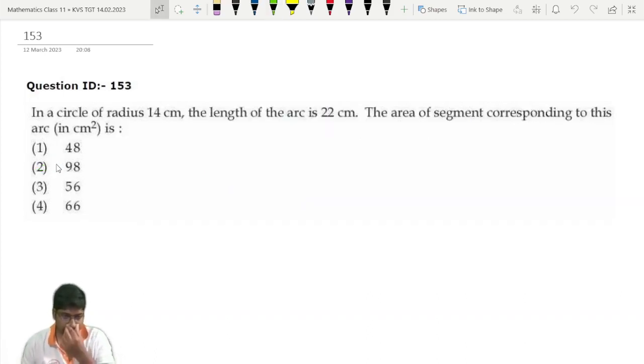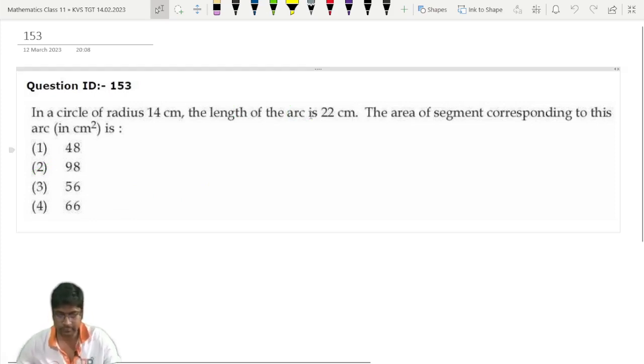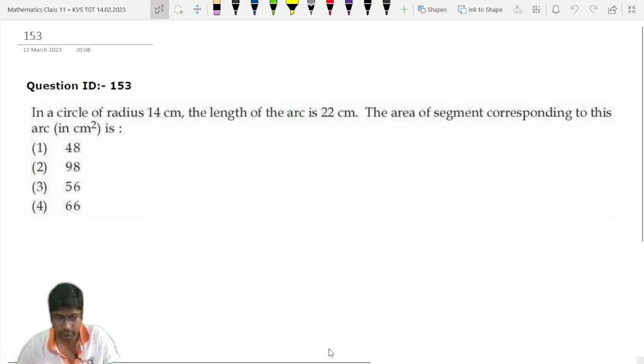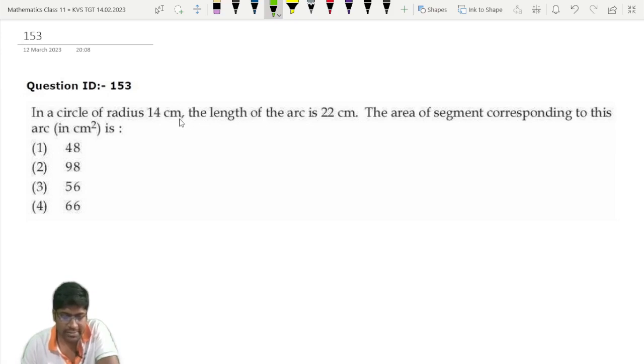Question number 153. What is asked here? In a circle of radius 14 centimeter, the length of the arc is 22 centimeter. The area of the segment corresponding to this arc is what? We have to find the area of the segment, not the sector. Sector and segment are different.